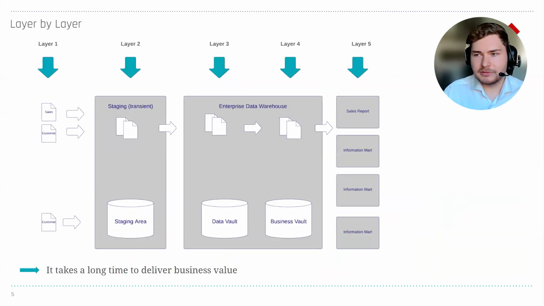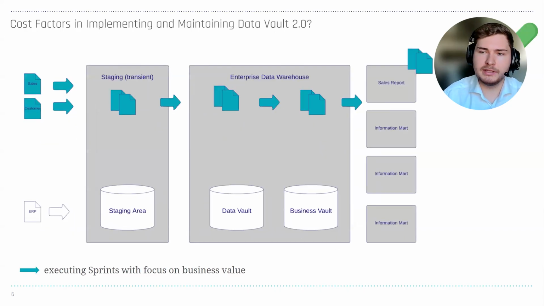Really quick to the tracer bullet approach. What we do, we don't build the data warehouse layer by layer, how you did it maybe in the past, right? You model the whole normalization model and then try to implement it. This is not what we do. We build it report for report. Because if you build it layer for layer, it will take a long time to really deliver business value. But I think this concept should be clear to most of you who follow Scalefree.